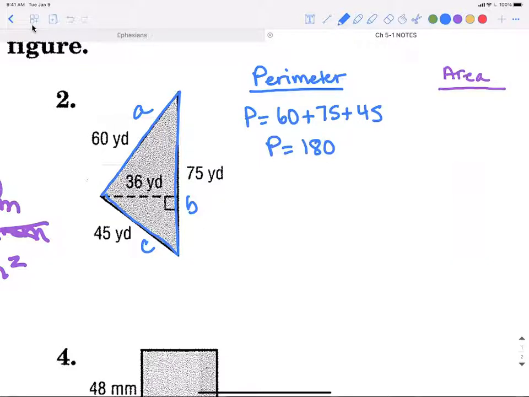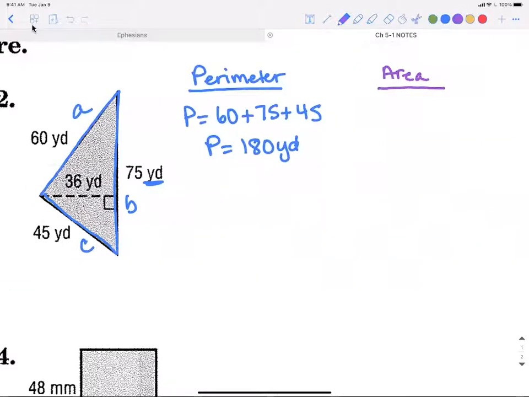And then what would I label this? Yards, yeah. My original triangle was in yards. So my label is yards, and because I'm adding, right, I'm adding it, so my label stays my label. Okay.